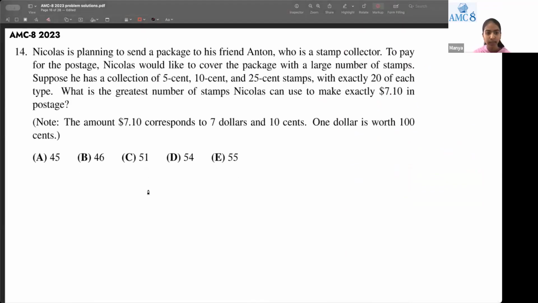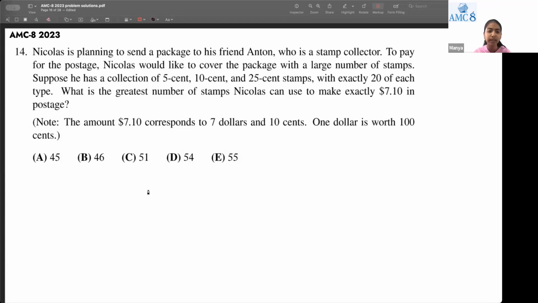Problem number 14. Nicholas is planning to send a package to his friend Anton, who is a stamp collector. To pay for the package, Nicholas would like to cover the package with a large number of stamps. Suppose that he has a collection of 5-cent, 10-cent, and 25-cent stamps, with exactly 20 of each type. What is the greatest number of stamps Nicholas can use to make exactly $7.10 in postage?